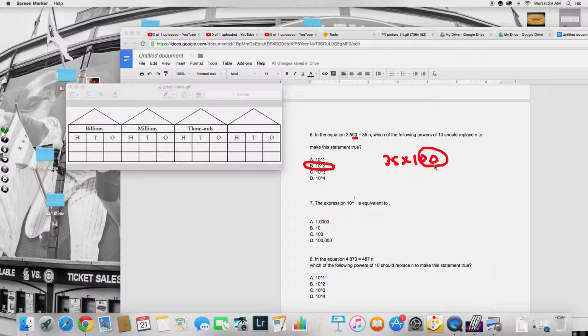Because we only want 2 zeros. 2 tens. 10 times 10 is 100. There's the little trick. Let's try it here.